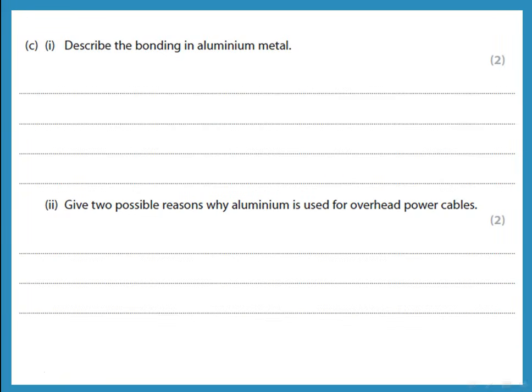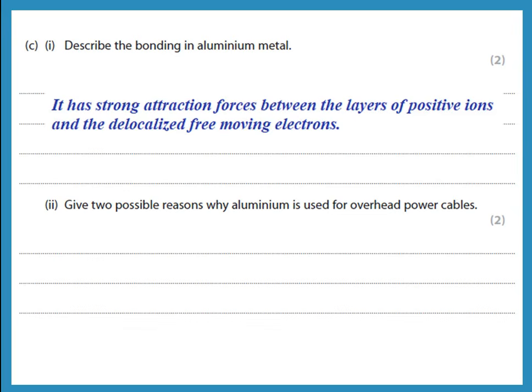Describe the bonding in a metal, any metal. Here he's saying aluminium. Well, the bonding in any metal is strong electrostatic attraction forces between what and what? If we're talking about a metal, it is strong attraction forces between positive ions and delocalized negative electrons, or free moving electrons. So in a metal, the attraction is between positive ions and free moving or delocalized electrons.